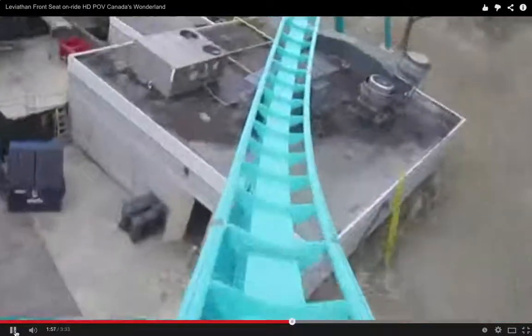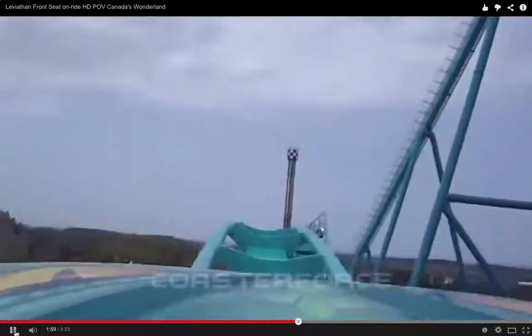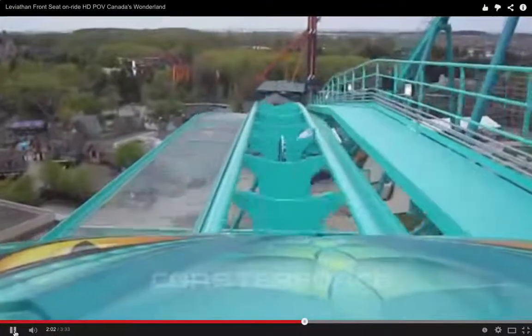I won't go on this thing. I don't even like watching people go on it. Alright, so that's the ride.